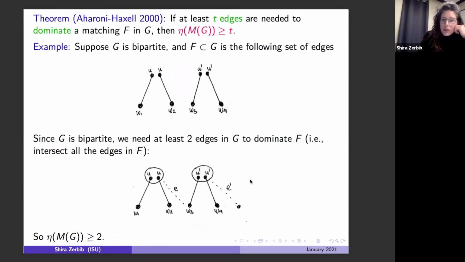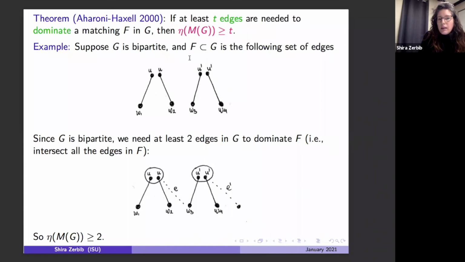Another theorem of Aharoni and Axelrod that I'm going to use is that if we need at least t edges to dominate a matching F in G, then the topological connectivity is at least this t. So here is an example.